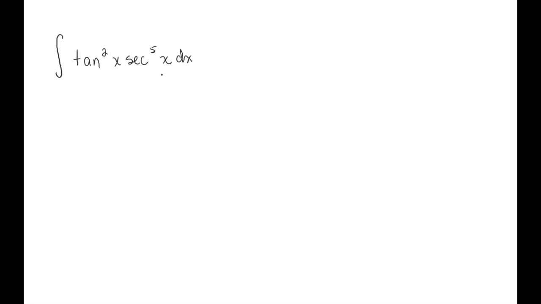And to do that, we're going to use the identity that said secant squared x is tangent squared x plus 1. Or equivalently, what we're really going to use is the fact that tangent squared x is secant squared x minus 1.